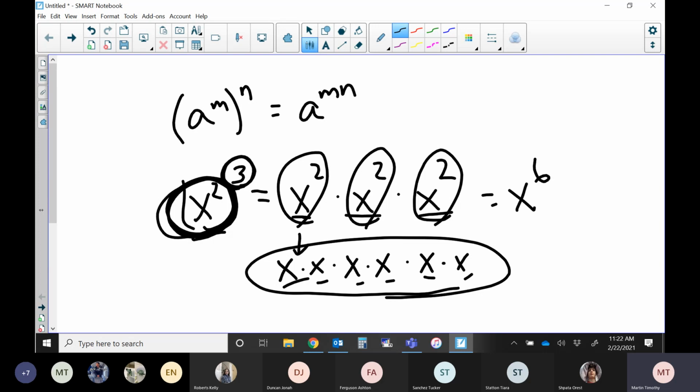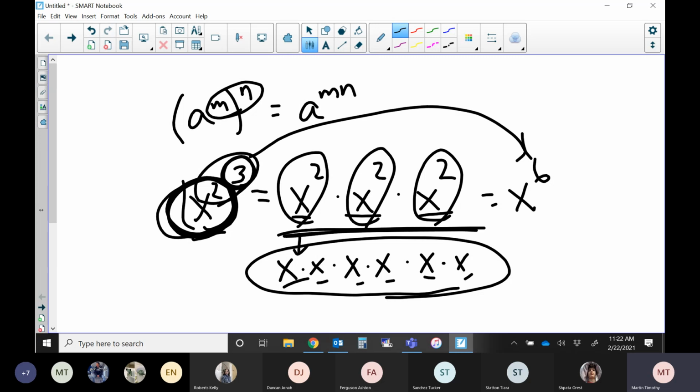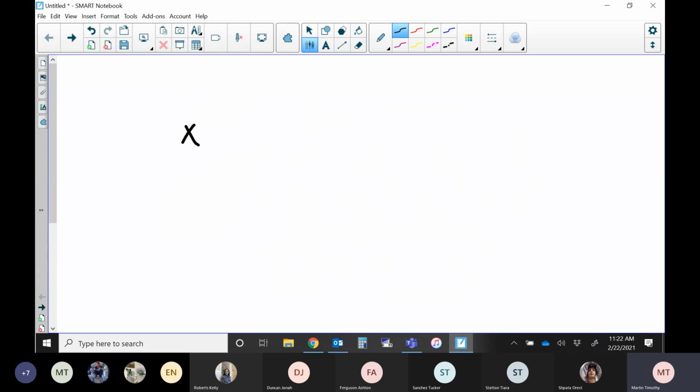And the rule was you just multiply these two numbers. What's 2 times 3? 6. So you can skip all this work if you know the rules. So like x to the 3rd to the 5th just turns into x to the 15th. You multiply these two.